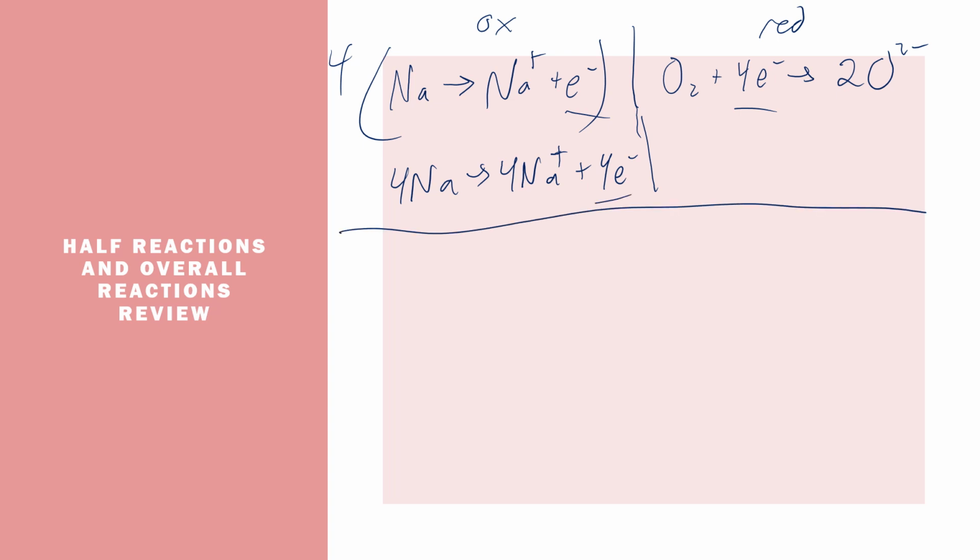I can add up to make my overall redox reaction. I have 4 sodiums and my oxygen gas, making 4 sodium ions and 2 oxides. So now I know that the reaction is balanced overall because the electrons are the same. So you need to make sure that when you're putting those reactions together, you have the same number of electrons for both.